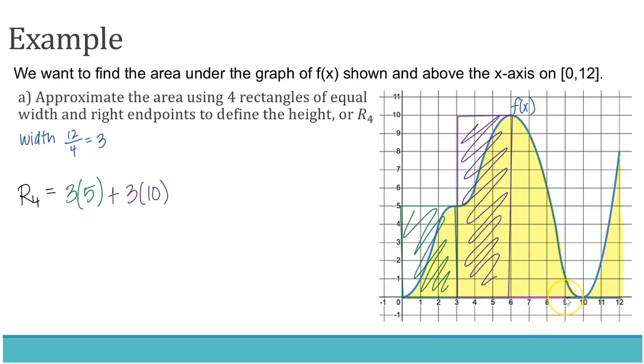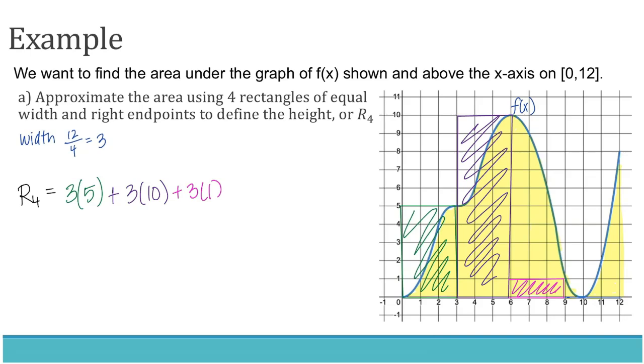to 9. The right side of that interval is 9. That's going to define the height. So I find the y value at the x value 9, which corresponds to 1. And so over that entire interval, the height will be 1. So the right side defines the height over the entire interval. So that next rectangle has an area of 3 times 1.